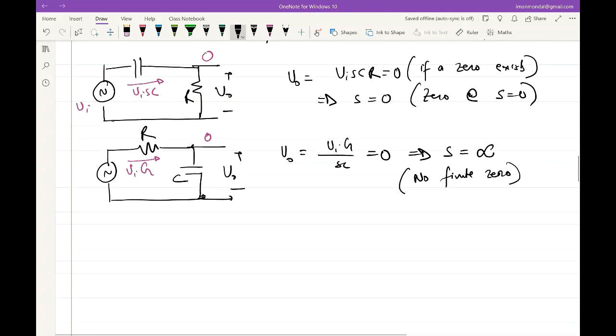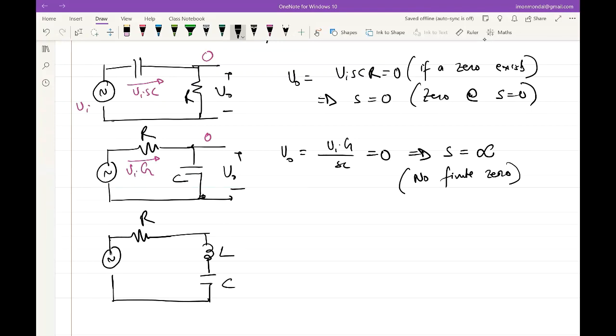Okay, so let's do one more where the 0 is neither at 0 nor at infinity, right? So let's do an LCR circuit. Again, same principle. If we take the V0 across this LC, note that in order to find a 0, the location of the output is important. This is unlike that of a pole, right? In a first order system, the pole is essentially the time constant, and the time constant is a property of the loop. It's independent of where you are taking the output.